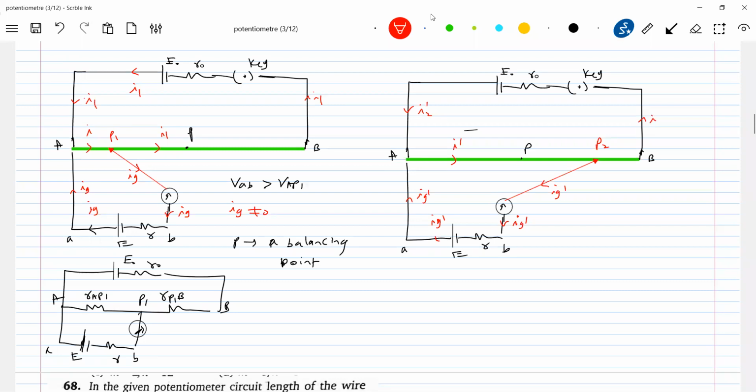Some values, so we have to calculate. Then again RAP2, this will be RAP2. How to calculate RAP1? The length. It's not a balancing length, I should not write this one. It will have some length, call it X1. So what is this length? Call it X2. So when current through galvanometer is not 0, I think it's quite simple, no? So how to calculate resistance RAP2? Lambda into X2. What is RAP1? Lambda into X1.